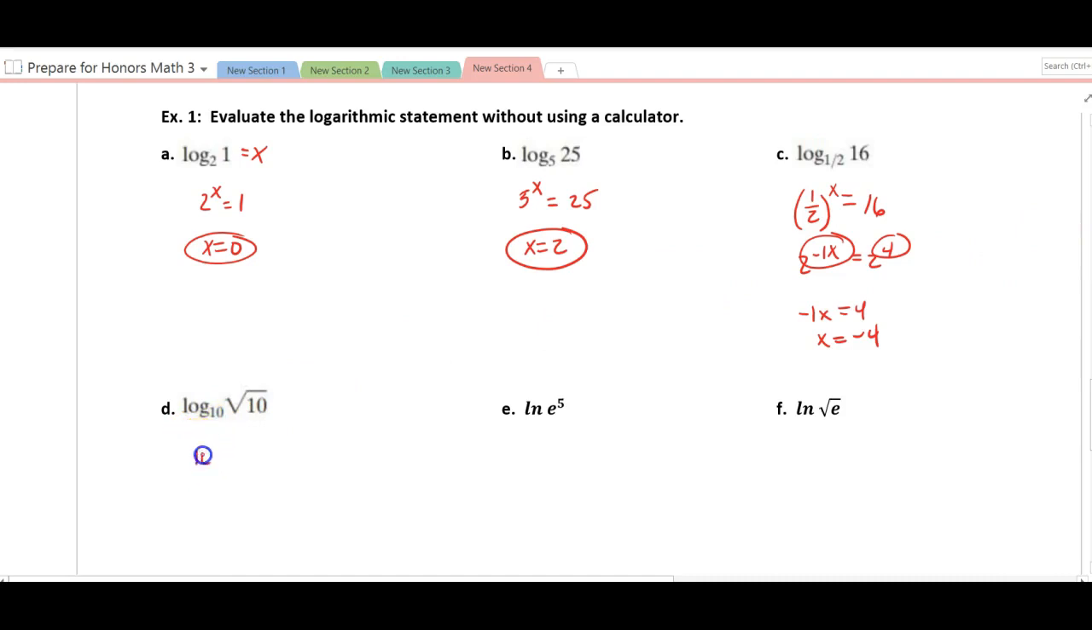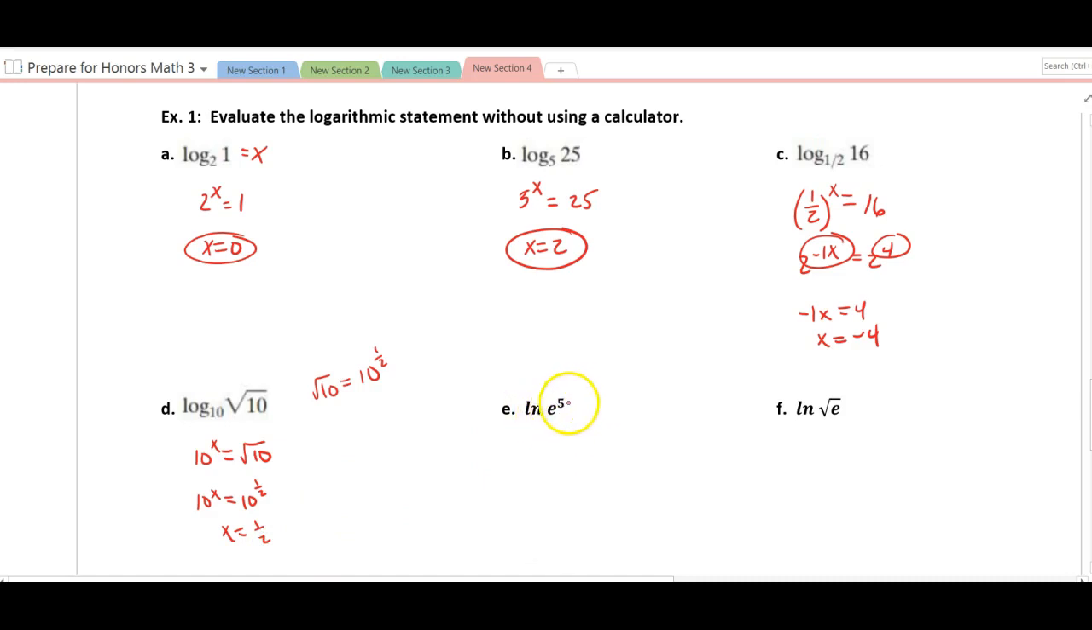Down here, 10 to what power would give you root 10? What you have to remember is root 10 is the same as 10 to the 1/2 power. You learned that in math too, so you have to carry that over. So if 10 to the x power is equal to 10 to the 1/2 power, x is equal to 1/2.